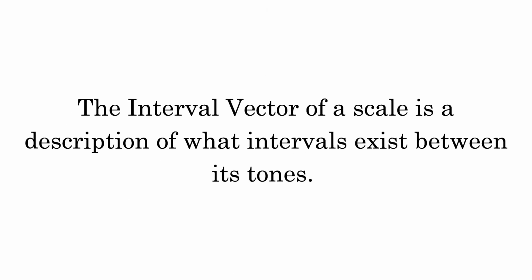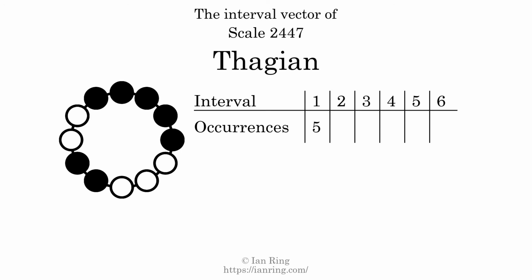The interval vector of a scale is a description of what intervals exist between its tones. There are 5 intervals with the size of 1 semitone. They are here, here, here, here, and here. There are 3 intervals with the size of 2 semitones. They are here, here, and here.